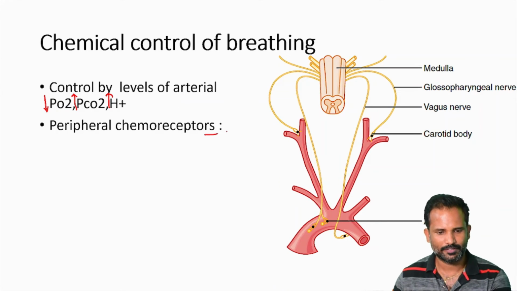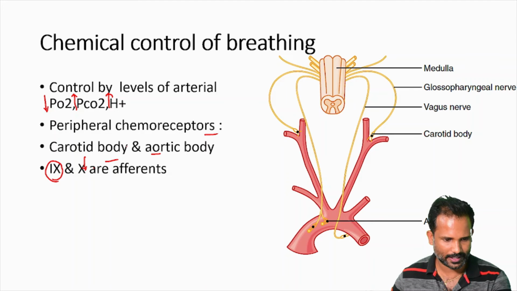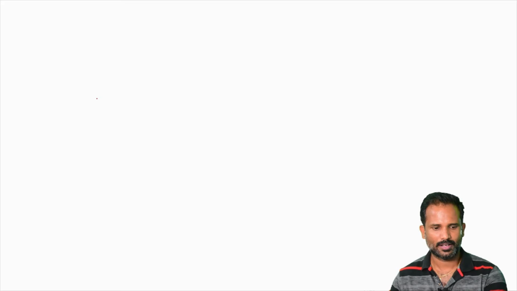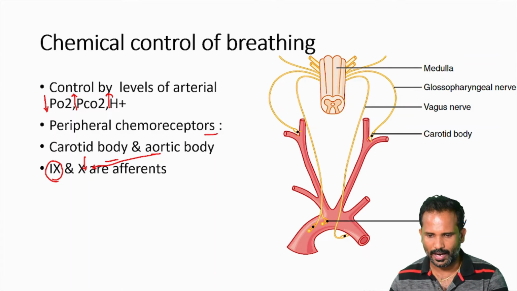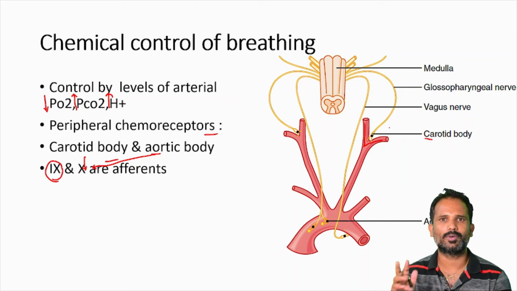So, we have peripheral chemoreceptors which are carotid body and aortic body. The information from carotid body is carried by 9th cranial nerve and the aortic body is carried by 10th cranial nerve. And coming to the carotid body, where is carotid body located? At the bifurcation of the common carotid artery.